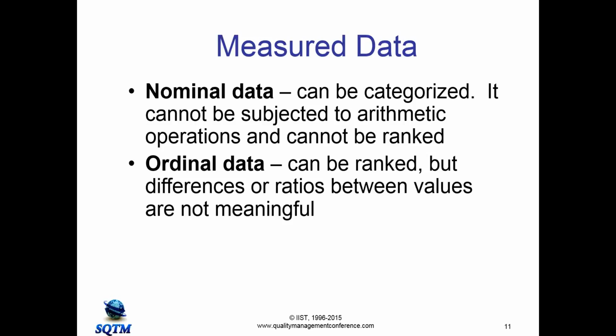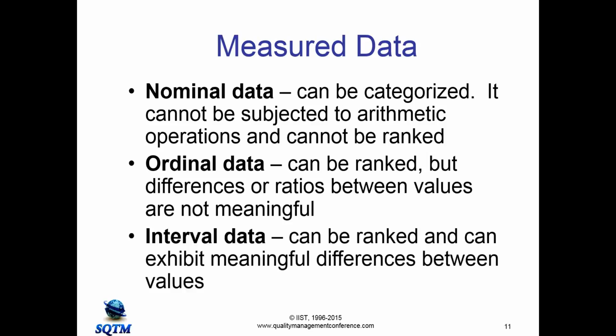So let's look at home prices. And we look at average home prices. Well, we can rank them. We can tell you what's the highest and what's the lowest, but differences in ratios between the values don't have any meaning. It's just that we can rank them. We can tell you what the average is. We can show you what the midpoint is.